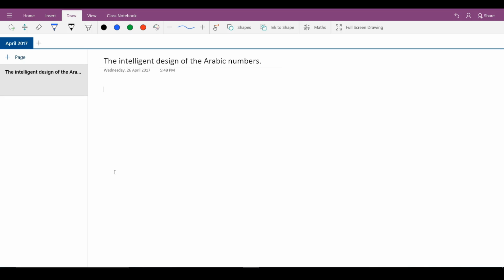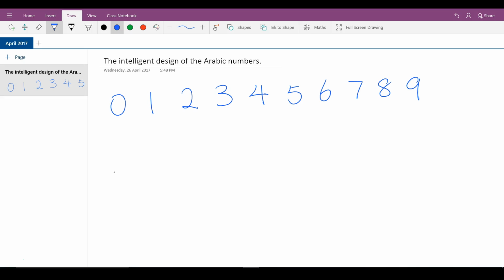Alright, let's go. So as we know, there are 10 Arabic numbers, alright? And I don't mean 1 to 10. I actually mean 0, 1, 2, 3, 4, 5, 6, 7, 8, and 9. And any number can be formed by a combination of these 10 numbers, right? A 10 is just 1 and a 0. And 20 is just 2 and a 0. 345 is just 3, 4, and 5.